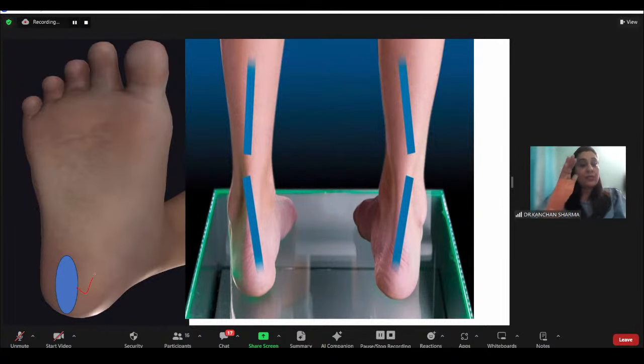So they will be using their lateral border so that the heel is not touching the ground, because the moment it touches the ground, they will have this pain which they cannot bear. So they try to overcome this by supinating their feet. It is very important. You always look at the feet when you are evaluating the entrapment neuropathies of the tibial nerve.